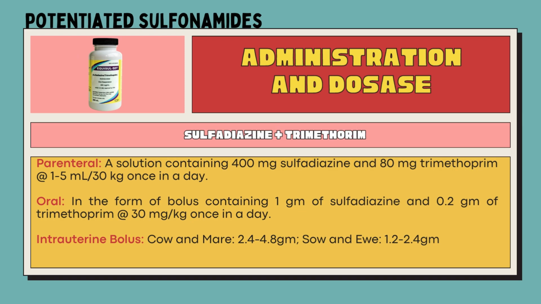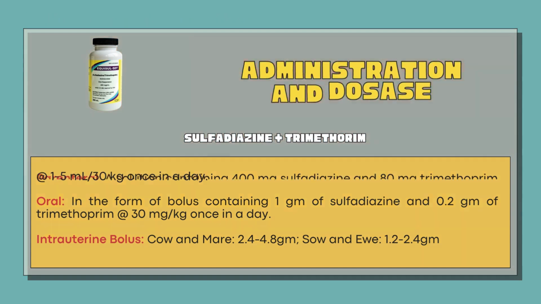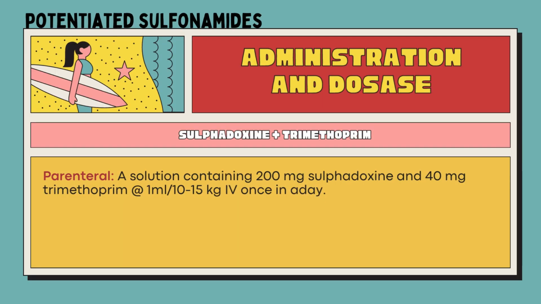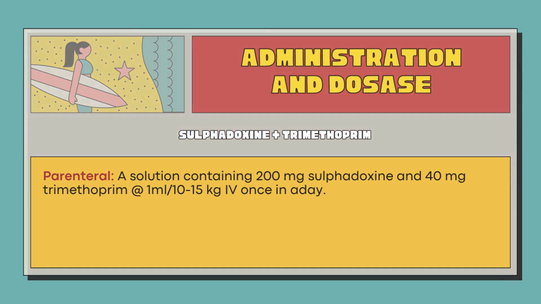in cats. Lastly, in intrauterine bolus, in the cow and mare, the recommended dose is 2.4 to 4.8 gm, while in the sow and ewe it is 1.2 to 2.4 gm. Meanwhile, for sulfadoxine in combination with trimethoprim, there is a parenteral route, which is a solution containing 200 milligrams sulfadoxine and 40 milligrams trimethoprim at 1 ml per 10 to 15 kilograms intravascular once in a day.